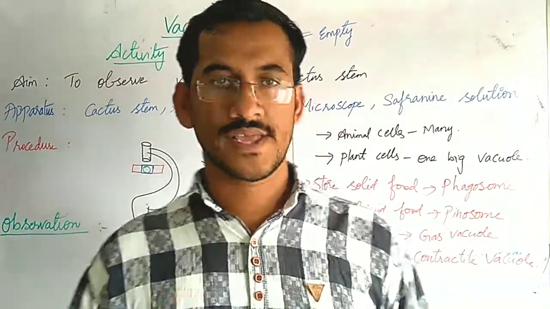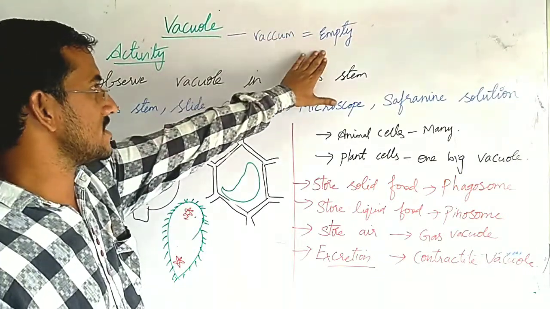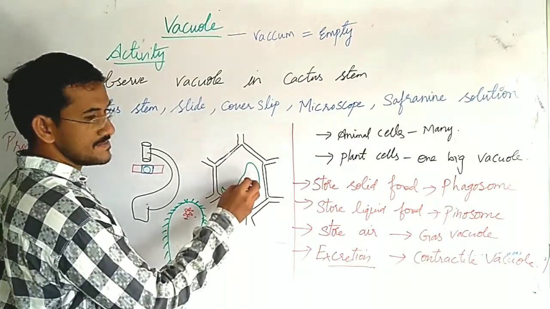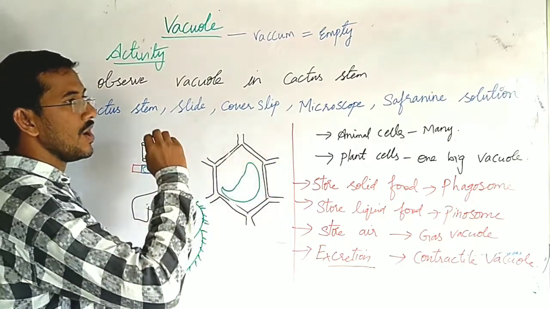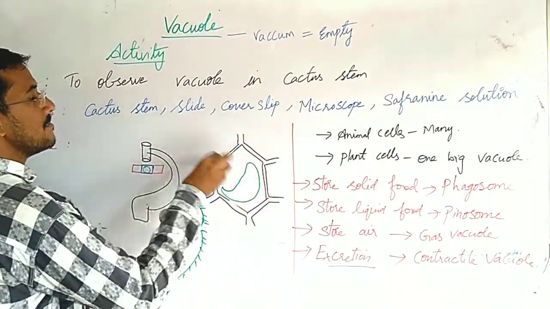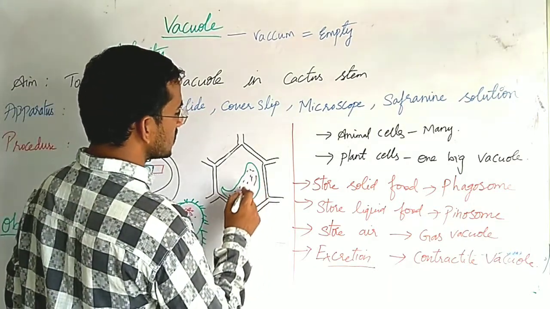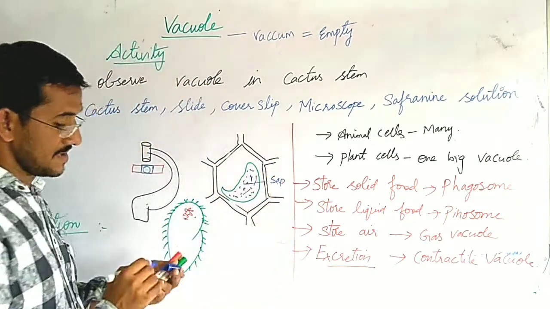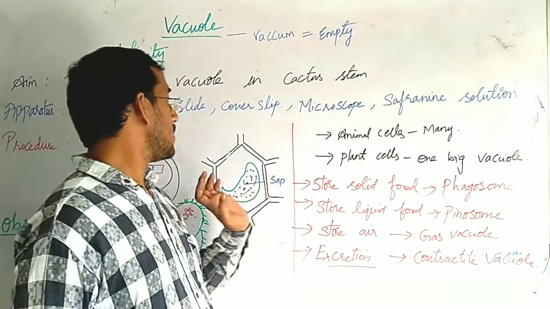So a quick recap. Vacuole is derived from the word vacuum, which means empty. Why are we saying empty? Because these are actually empty spaces which are present in the cells, and they are surrounded with a membrane, and inside, this space is filled with a liquid content, and this liquid is called sap. This sap contains amino acids, sugars, then salts.